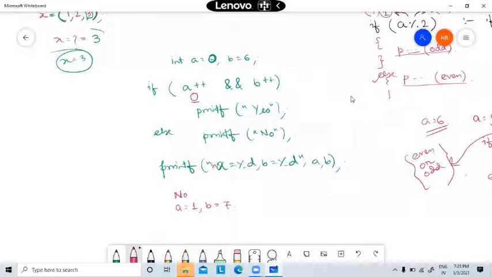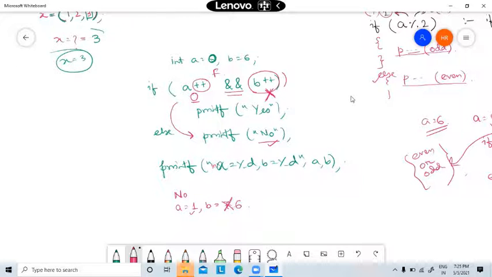So the same thing is happening here. The compiler will skip this one. Why is the compiler skipping this one? Because it already gets 0 and this is an AND gate, so it is obviously false. So it will move into the else part and print no. Since this one is skipped, not executed, not checked, the value of A due to post increment becomes 1, but the value of B is still 6.